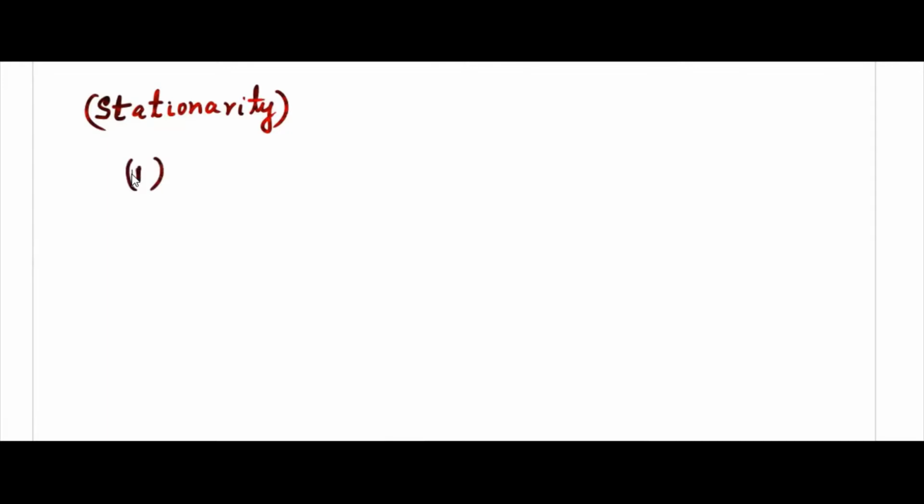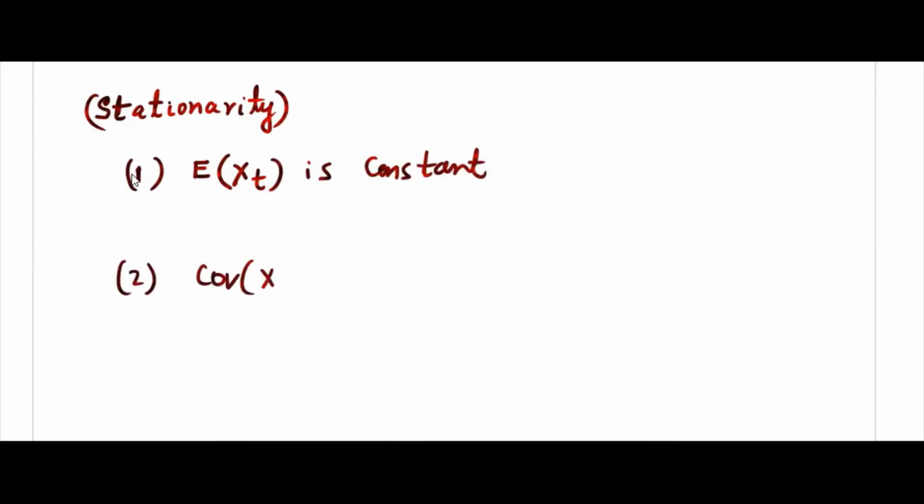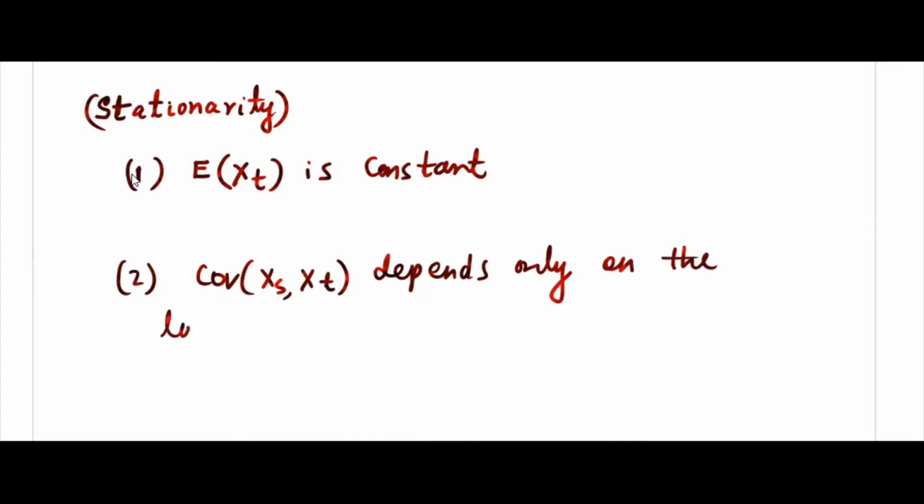Then the first condition is E[Xt] must be constant. E[Xt] is constant, and another one here, covariance. Covariance of Xs, Xt should depend only on the time difference, or be independent of t. It will not depend on time, okay?